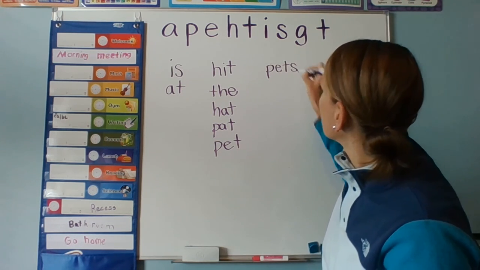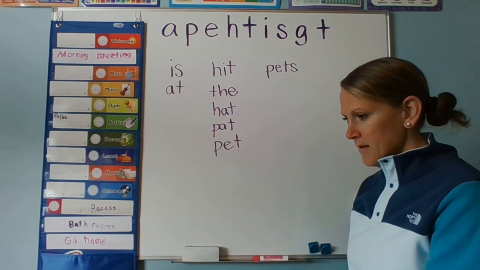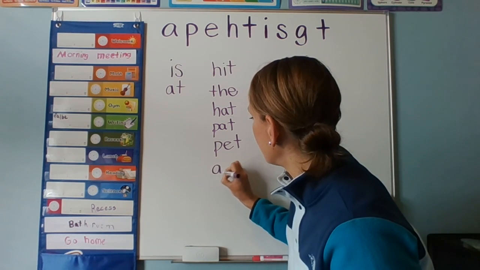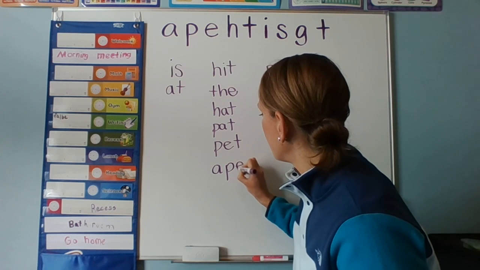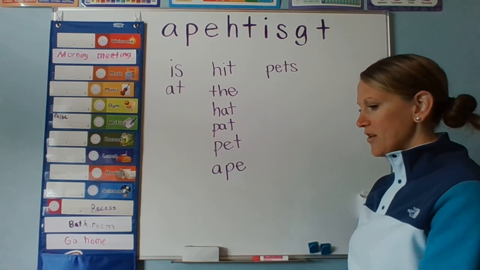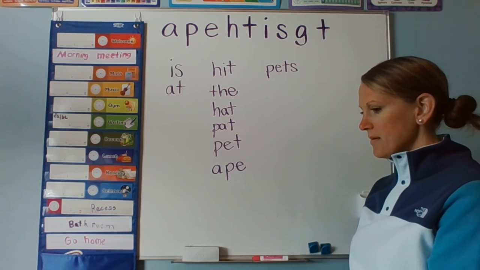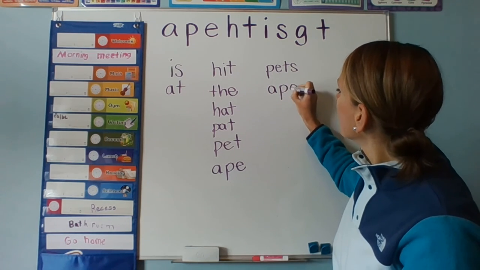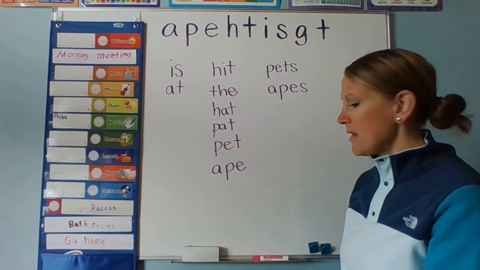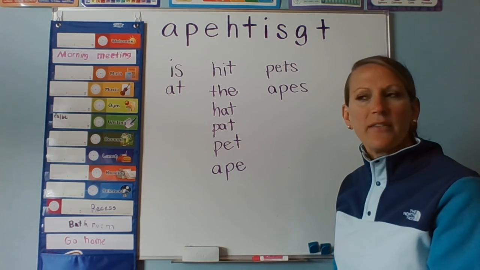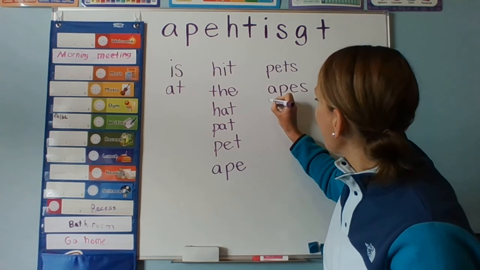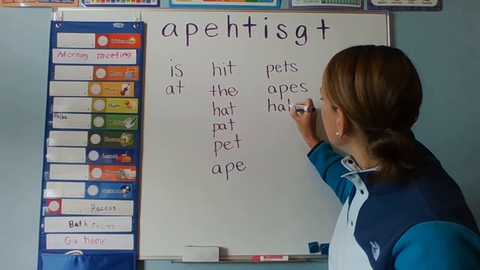I had a really good 3-letter word. Ape. Yeah, I had that one too. Okay. And can you have more than one ape? Yeah, apes. I had that. What's an ape? An ape is a kind of monkey. What'd you have? A hat. Hats, added the S to that.